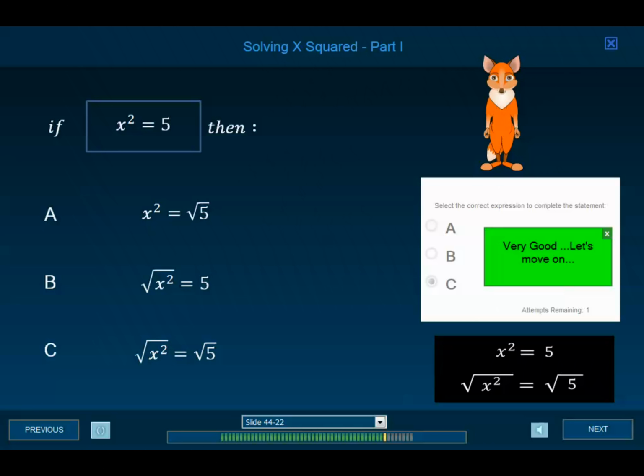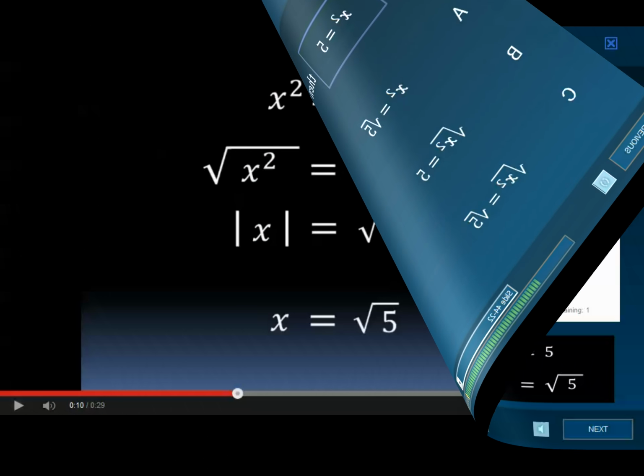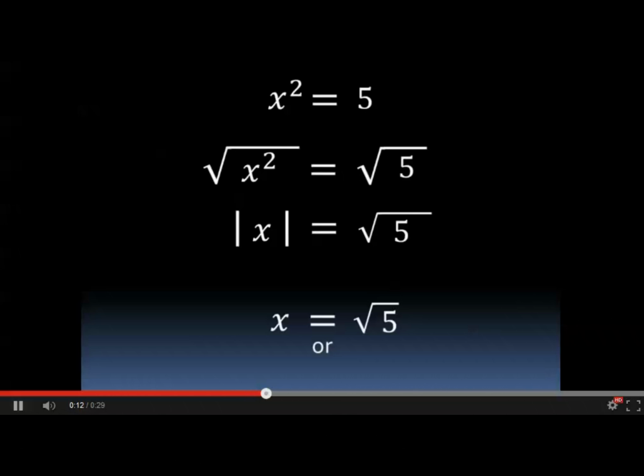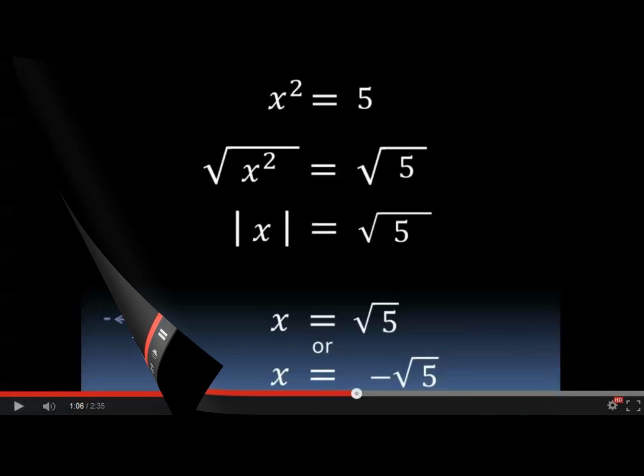Very nice. If x squared equals 5, then the next step is the square root of x squared is equal to the square root of 5. Answer choice C. Or x equal to the opposite of that expression.